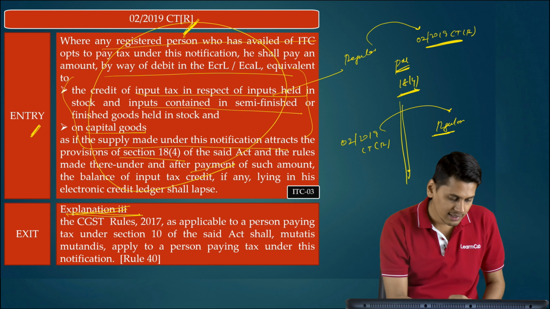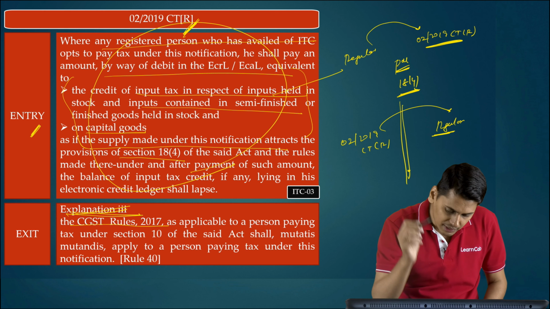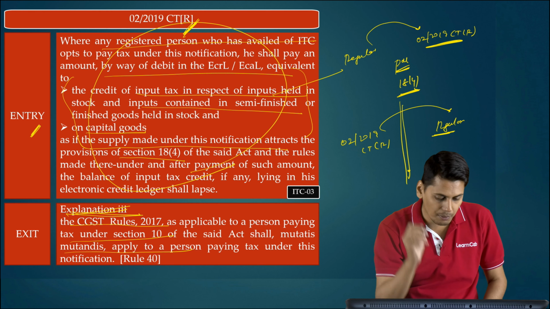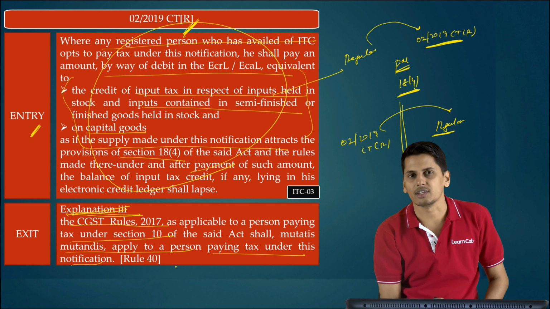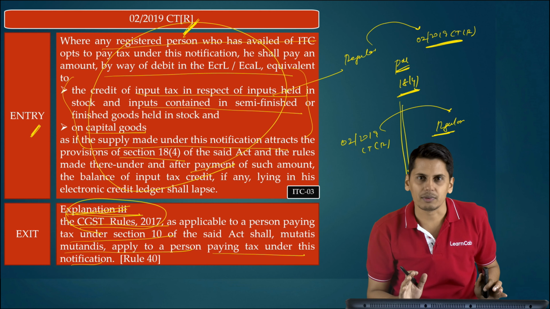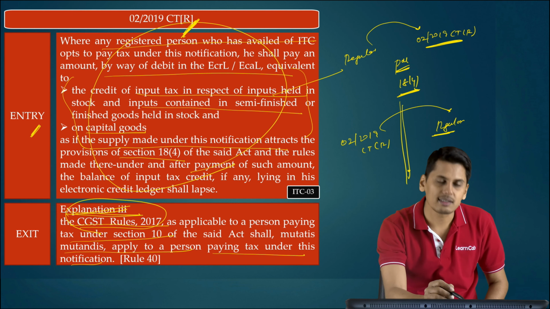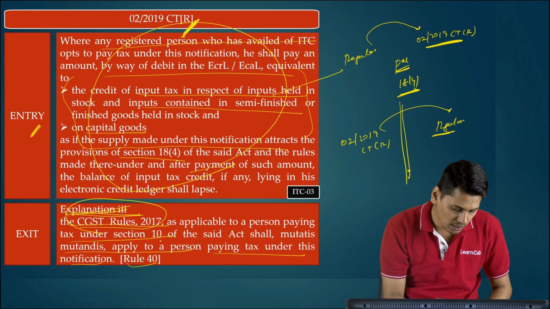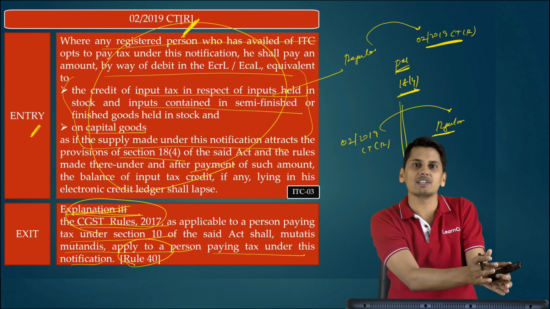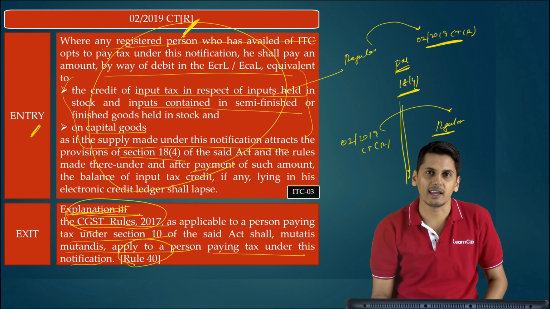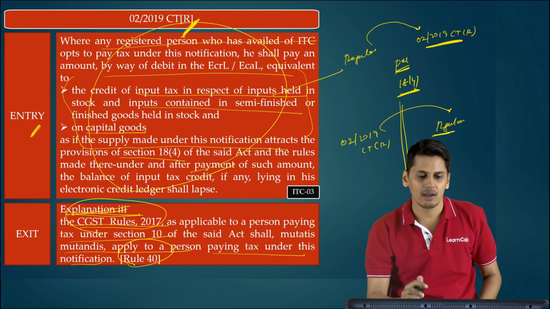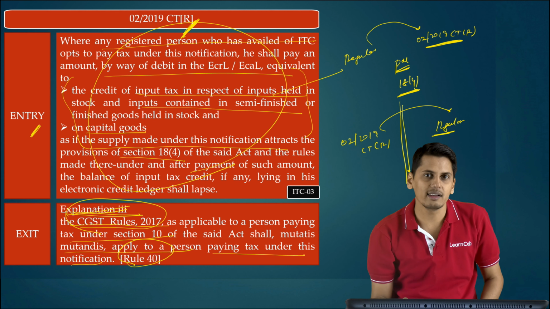Let's have a look. It tells you the CGST rules 2017 as applicable to a person who is paying taxes under section 10 of the said act shall mutatis mutandis apply to a person paying taxes under this notification. So friends, the entire CGST rules 2017 as they are applicable for a composition taxable person will apply to a person who is paying taxes under 2/2019. Now friends, when you come to rule number 40, rule number 40 tells you that whenever a person who is paying taxes under the composition scheme shifts to the regular scheme under section 9, he can avail credit. So rule 40, how it is applicable for a composition person will equally apply for a person who is paying taxes under 2/2019 central tax rate.